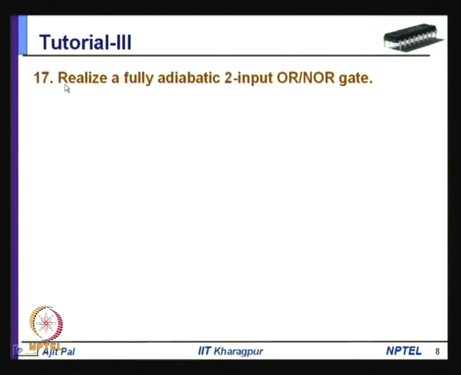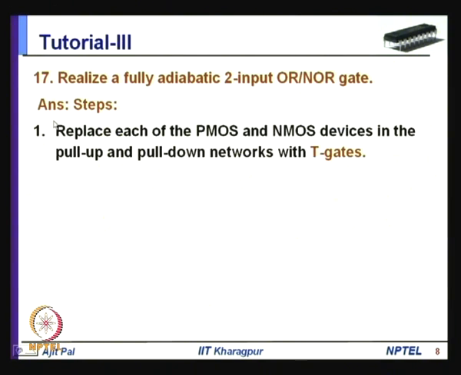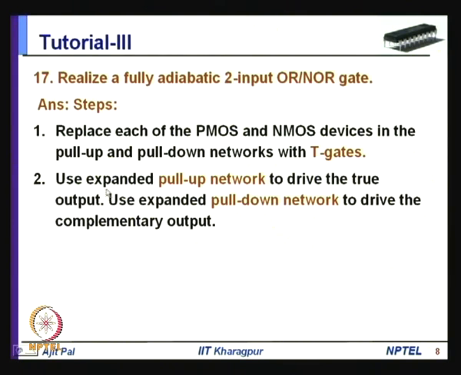Coming to question number 17, realize a fully adiabatic 2 input AND OR gate. I discussed the steps that you have to follow in converting a non-adiabatic gate to an adiabatic gate. First thing to be done, replace each of the PMOS and NMOS devices in the pull up and pull down networks with T gates. Second, use the expanded pull up network to drive the true output and use the expanded pull down network to drive the complementary output.